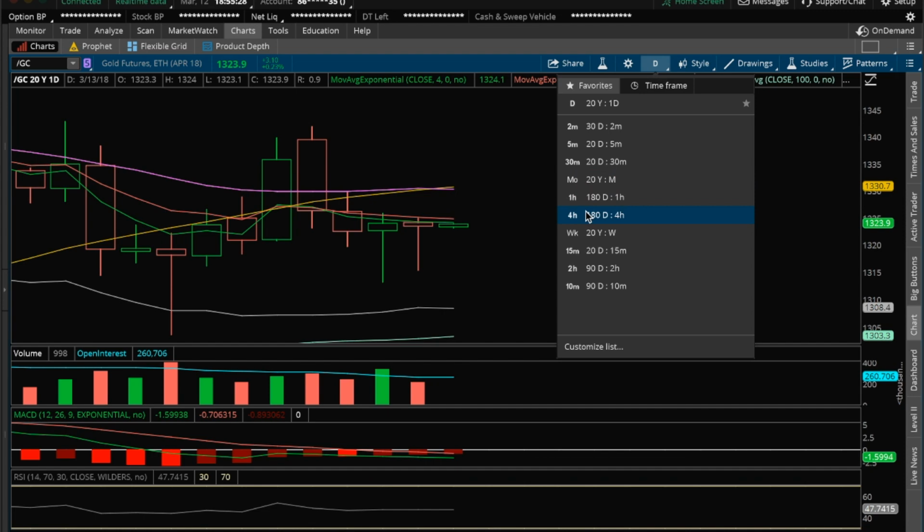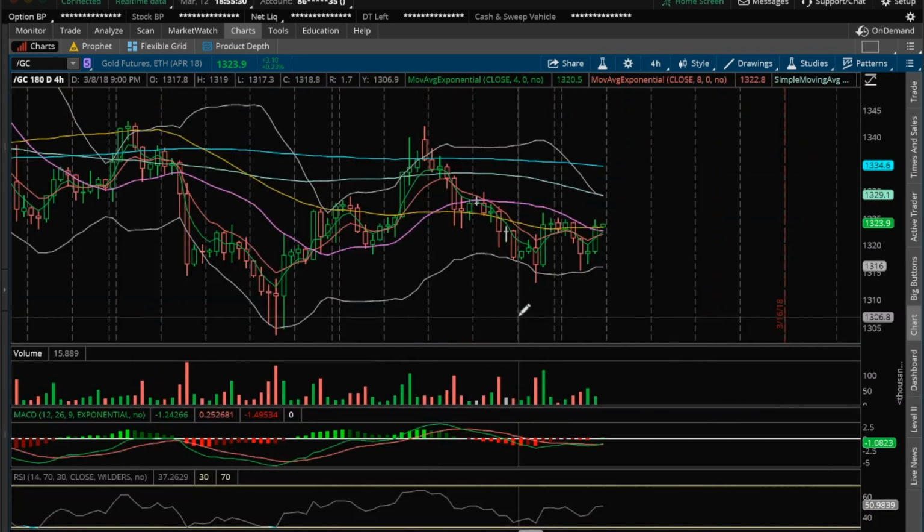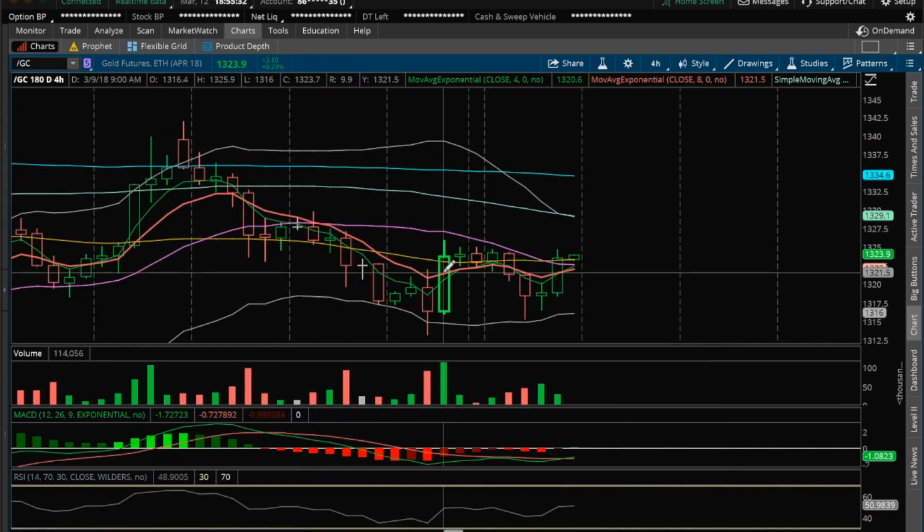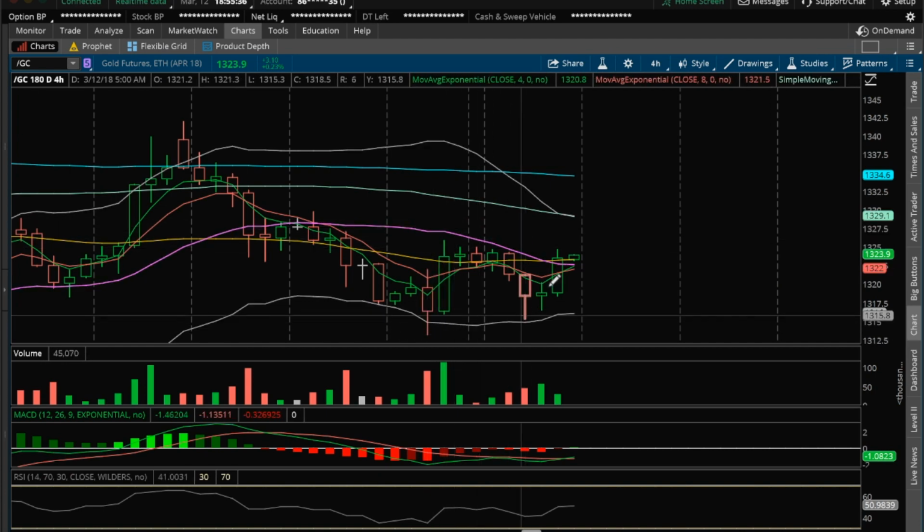Looking at the 4-hour on gold, we are getting tight here in the 4 hours. So we have a low, and then we have a high. We have a higher low and a lower high so far. So if we're able to break 1324.70, then I'm going to look at this 1325.90.